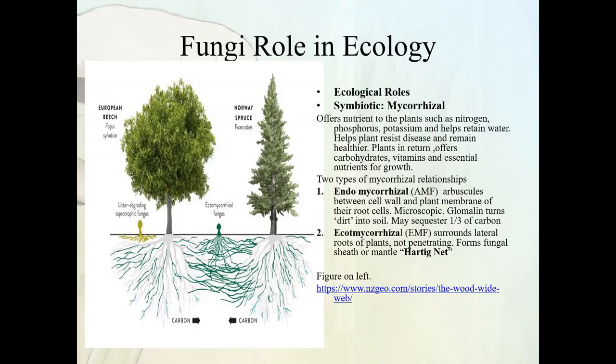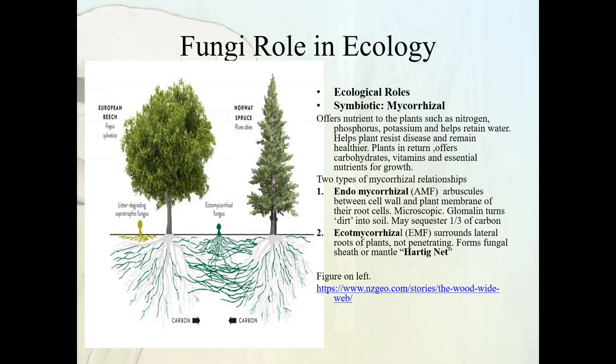First one is a symbiotic role, and we call those the mycorrhizal fungi. They offer nutrients to plants, such as nitrogen, phosphorus, potassium. It helps plants retain water. It helps plants resist disease and remain healthier. Plants in return offer carbohydrates, vitamins, and essential nutrients for growth. So this is what I call a nice mutualistic symbiotic relationship.